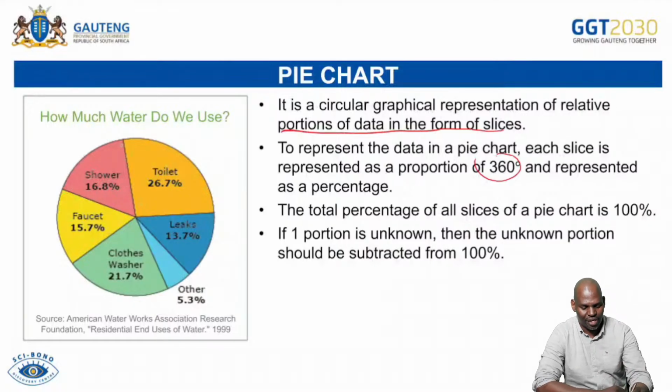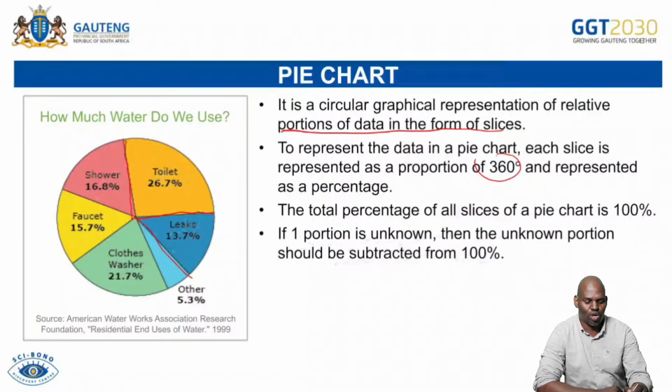But you can see that these sectors are not equal. Hence, the percentages that are indicated there are also not equal. But the other thing that is important here is the total percentages, or the total degrees, must be 360 degrees, and the total percentages must give us 100%. If one portion is unknown, then the unknown portion should be subtracted from 100%.